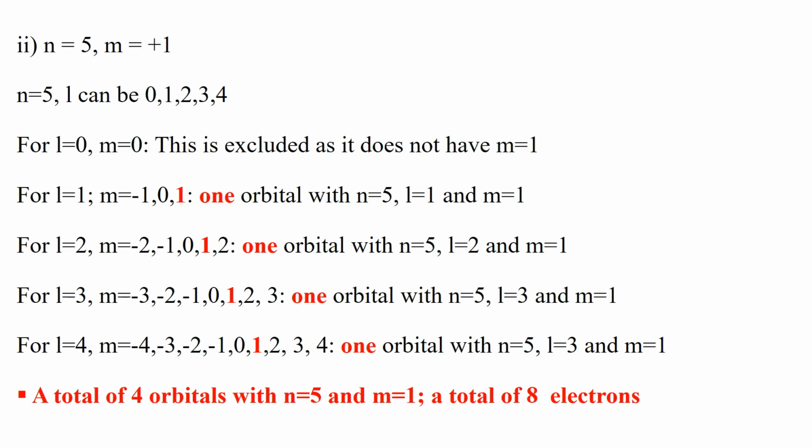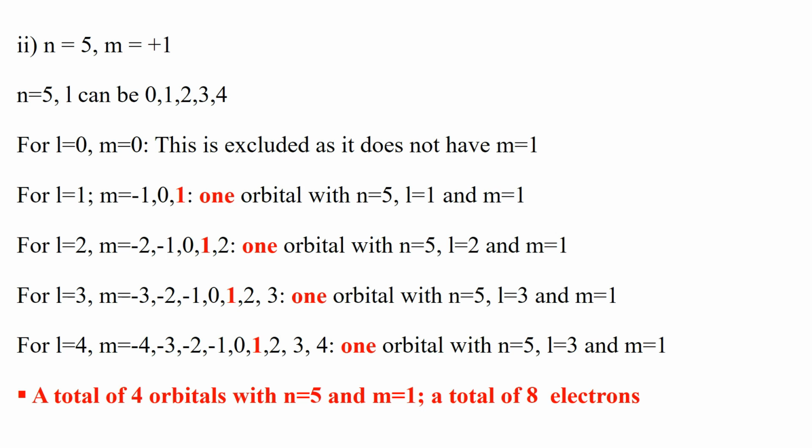So then, how many orbitals do we have? We have 1, 2, 3, 4. We have a total of 4 orbitals with N is equal to 5 and M is equal to 1. So meaning that we have a total number of 8 electrons, 4 times 2.